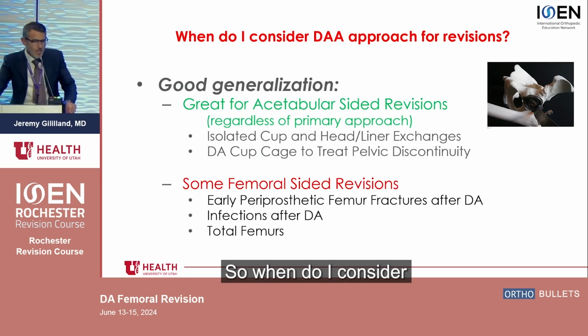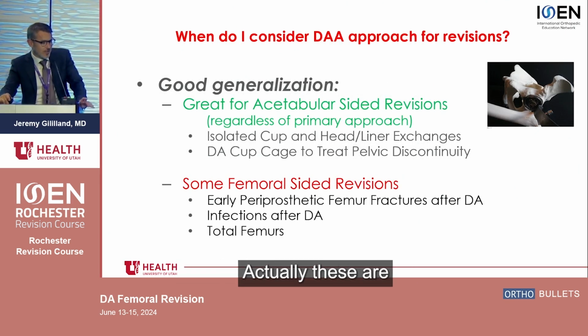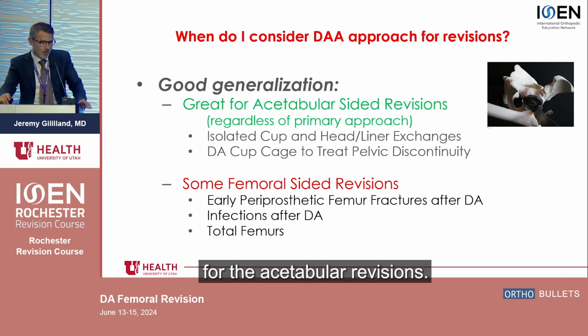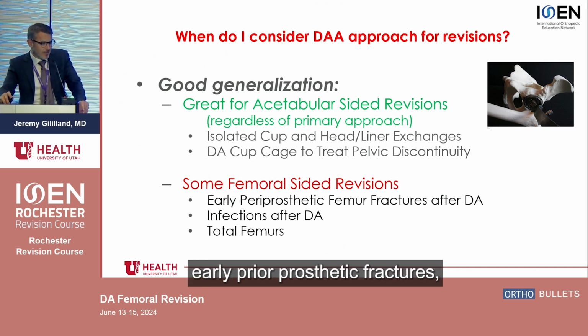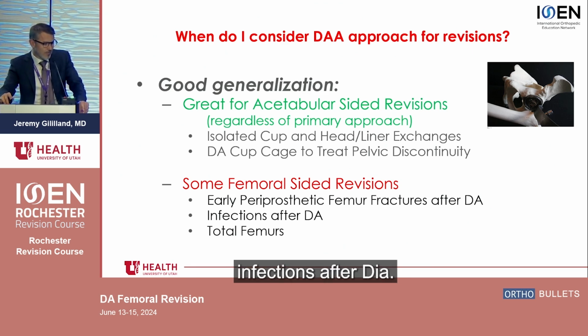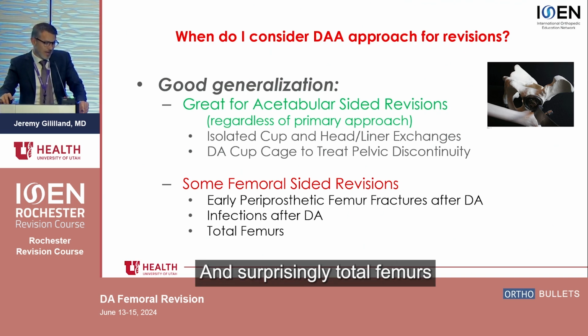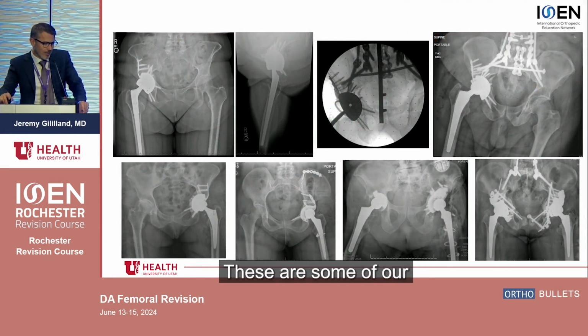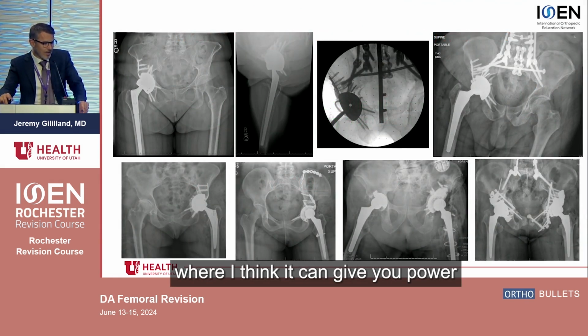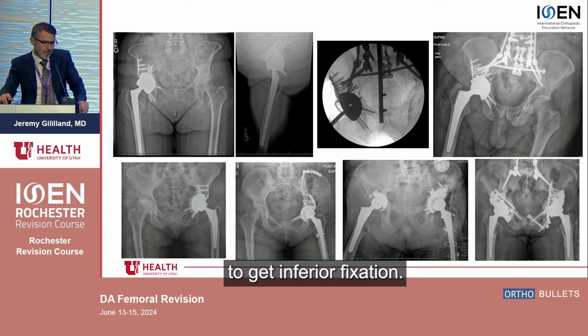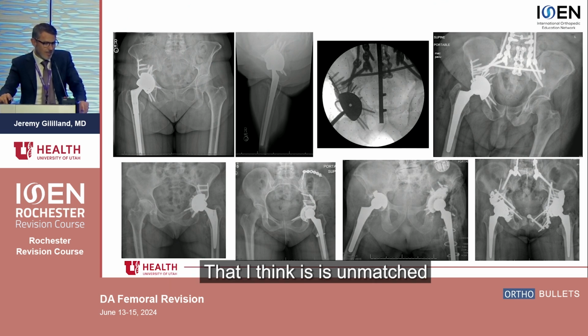So when do I consider DA for revisions? Actually, these are some generalizations. It's actually good for the acetabular revisions. And for me, that's becoming my approach of choice for that, regardless of their primary approach. And then on the femoral side, early periprosthetic fractures, if they had a DA approach, infections after DA, and surprisingly, total femurs is where we've migrated. These are some of our acetabular revisions where I think it can give you power to get inferior fixation that I think is unmatched when you've got fluoroscopy and some of those tools.